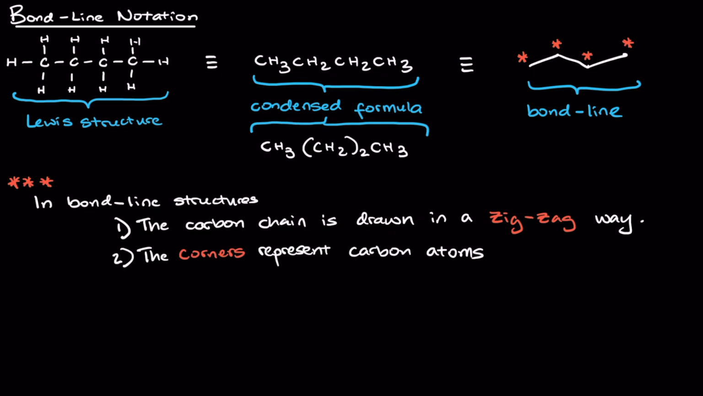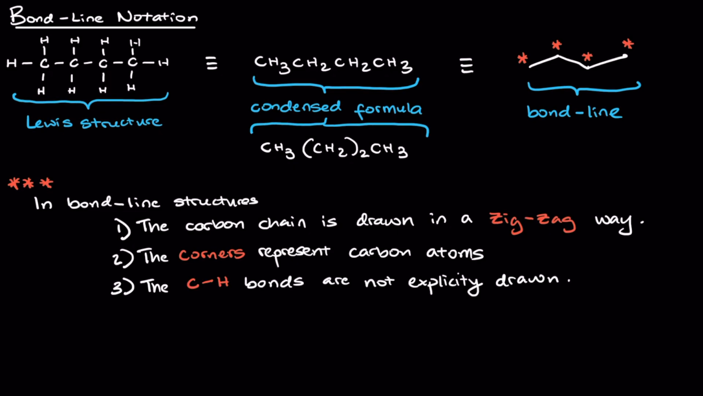And then also notice that the corners of the bond line structure, where I have starred on the structure, all represent the carbon atoms. So if you look at a Lewis structure, we see that there are four carbon atoms. And so on our bond line structure, there are four corners.